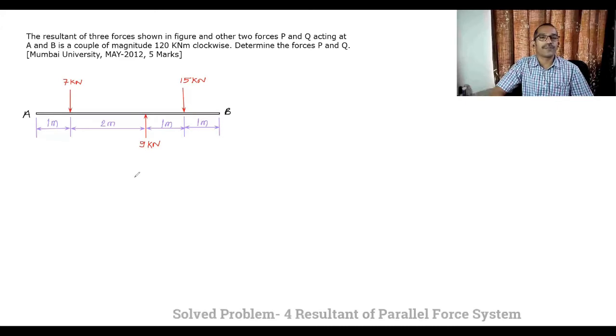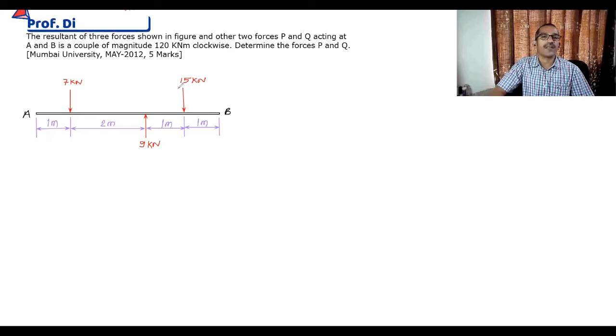Hello students, this problem is from parallel force system. If we see the first figure, the number of forces given is 3 and all 3 are vertical: 2 downward, 1 vertically upward. Now, what is asked in the problem?